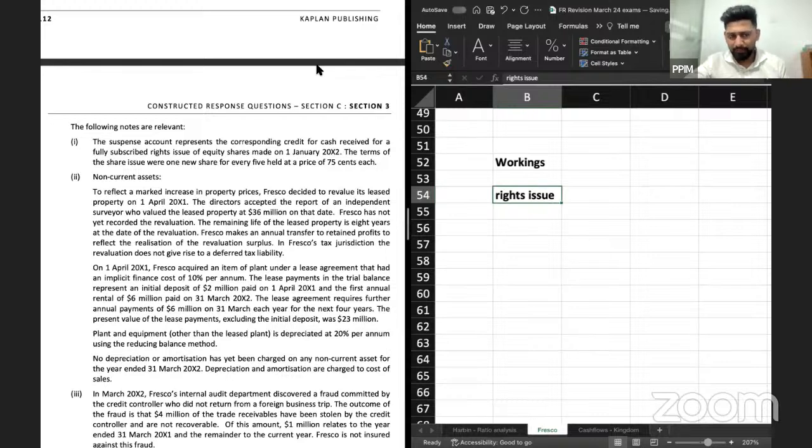What do you think? What has happened? Your debit entry is given properly, but your credit entry, there's a problem. So technically what you need to do is, your suspense account represents a corresponding credit entry. So what are the terms of the rights issue? The rights issue was made at one new share for every 5 held. If you have 5, I'm going to give you 1.